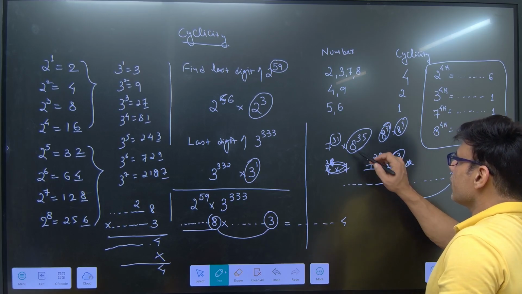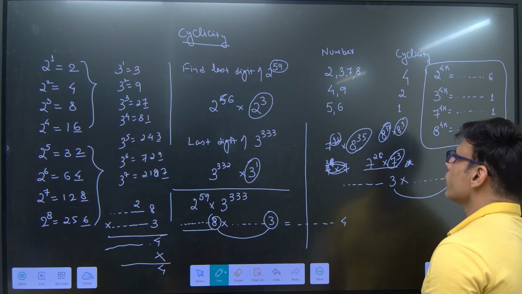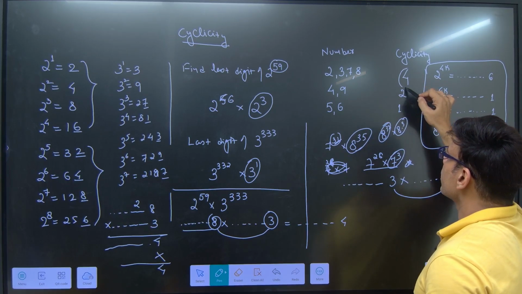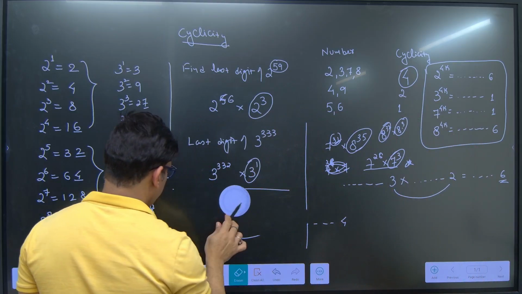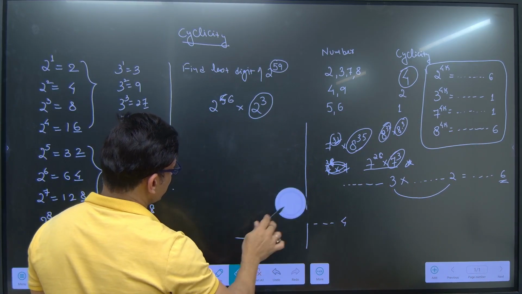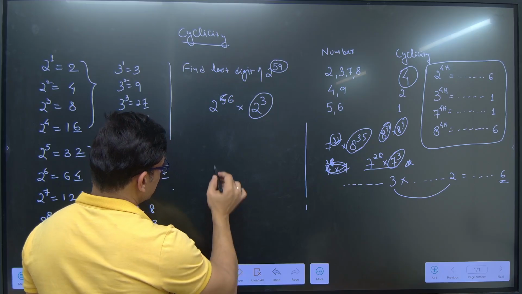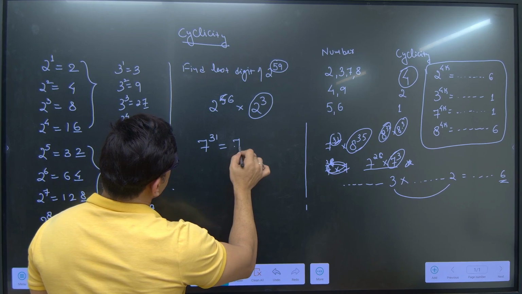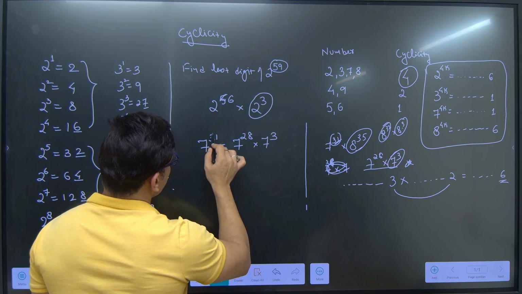You have to remember which is the closest multiple of 4 less than 31. The cyclicity of 7 is 4, right? You have to find out a number which is closer to 7 raised to the power 31 and at the same time is a multiple of 4. Break this as 7 raised to the power 28 into 7 cube. I have to break this number.